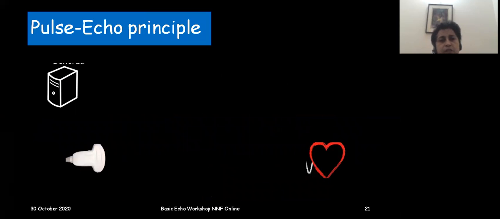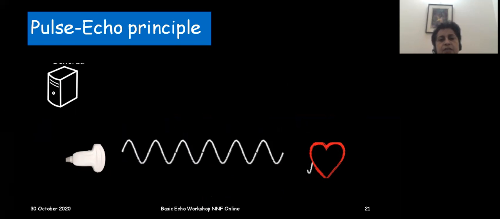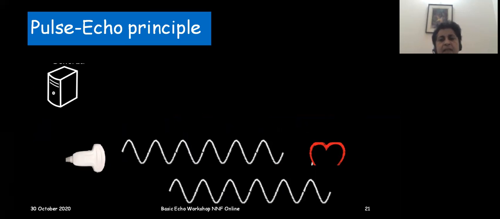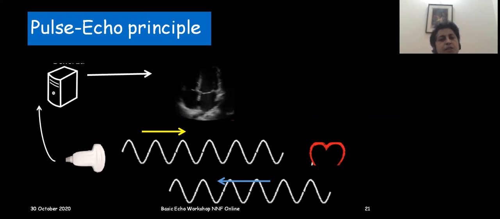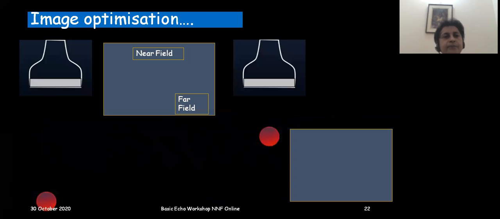So the production of an image depends on a pulse echo principle. The transducer lets out a pulse, it reaches the heart, there is a returning wave, and the transducer decides the image, and then it sends that information to the machine, and the machine then produces the image of a heart. So this basically is how the whole ultrasound machine works.